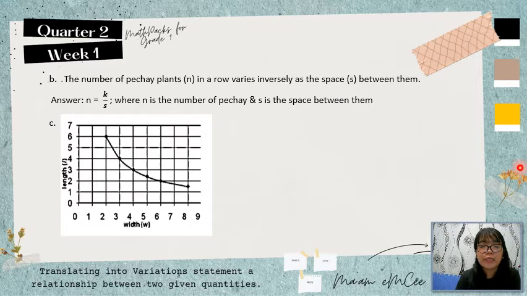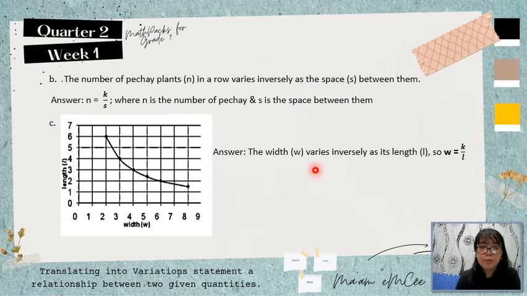But how do we put this inverse variation, or this graph, into a mathematical equation? So the width varies inversely as its length. So we say W is equal to K over L. So our first variable is W and our second variable is L. So W will be on the left side, and then on the right side we have, in the numerator, the constant of variation, and in the denominator we have our second variable, which is the L. So we say W is equal to K over L.